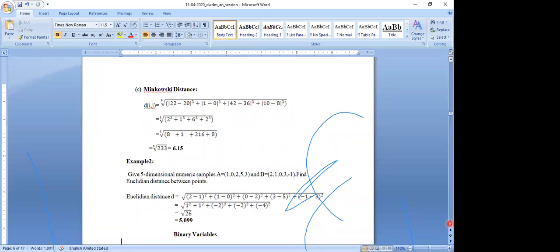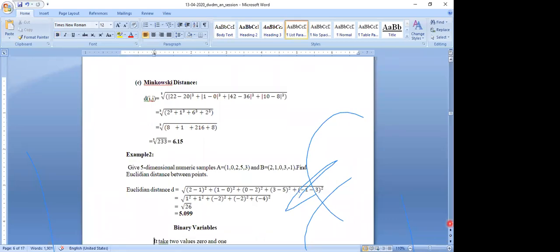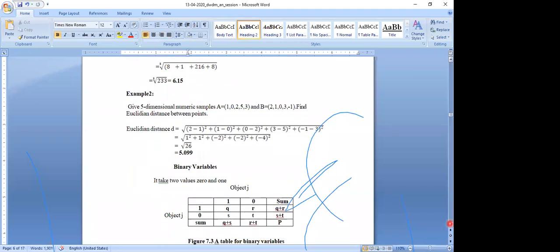Next, another type of data variable is the binary variable. As we know, binary variables have 2 values, either 0 or 1. 0 is for a negative value and 1 is for a positive value. In this small table, we take the values for any two objects, or for the same object: 1 1 is taken first, then 1 0 and 0 1, 0 0, and so on. Like that, we are going to calculate the binary variables.